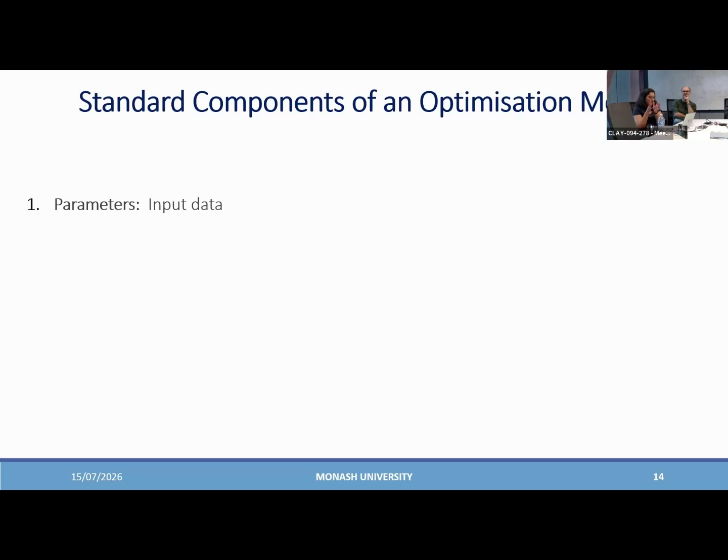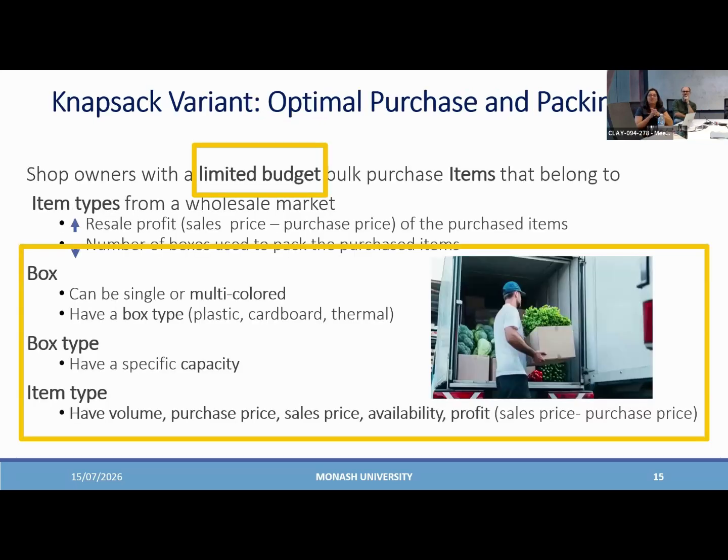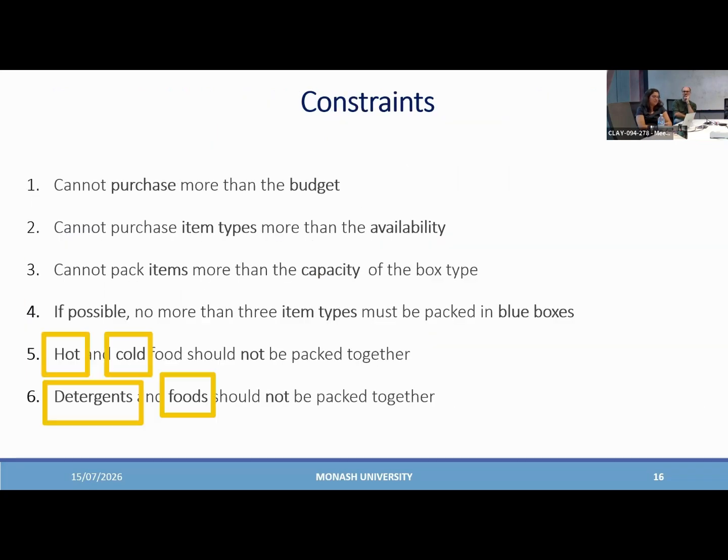Yeah, so we have parameters, which is like the input data. In our example problem, the budget, the boxes and the color, the box type and the capacity, item type, the volume and purchase price, etc. are going to be the input data, or the parameters to the model. Also, when expressing constraints 5 and 6, we have to capture the hot and cold status and the detergent and food status of the item type.